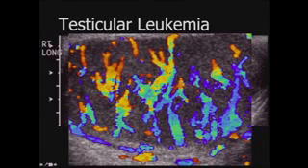And Dr. Siegel has described these abnormal vessels. Normally when you do Doppler studies, the vessels are very straight and regular and linear. And here you can see they don't really have a very organized pattern, probably from leukemic infiltration. And that's a fairly characteristic sign.